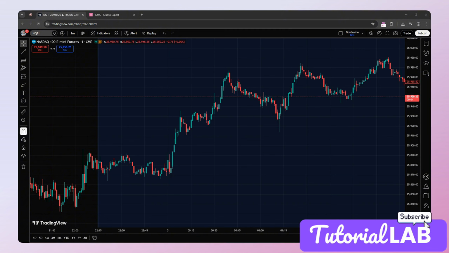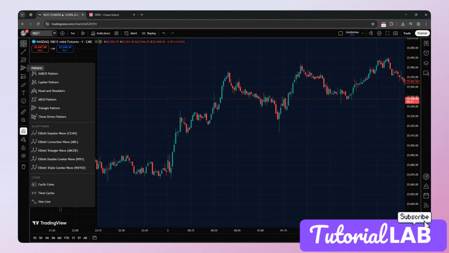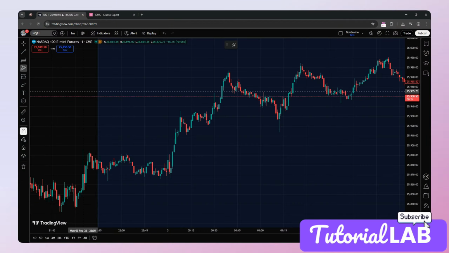Let's get started. First, open any chart in TradingView. Choose the market and time frame you want to trade. Triangles can appear on any time frame, so this works for intraday, daily, or weekly charts. Next, look at the left-hand toolbar and click the pattern section, which looks like this. You will see a list of available pattern types. Select the triangle pattern from the list.